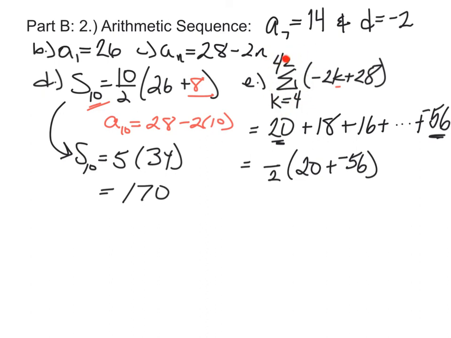So 42 minus 4 is 38. 38 plus 1 makes 39. Now it's time for the calculator, because we're going to take 39 over 2 times negative 36. And that's how we'll get negative 702.